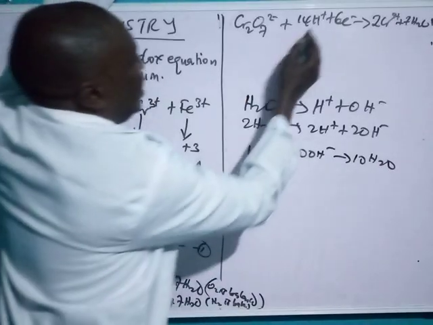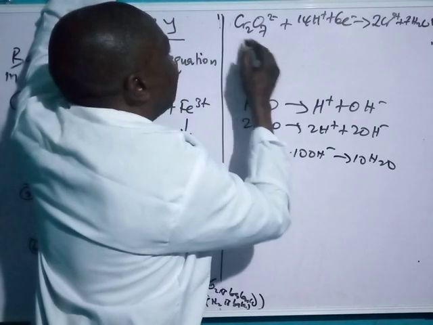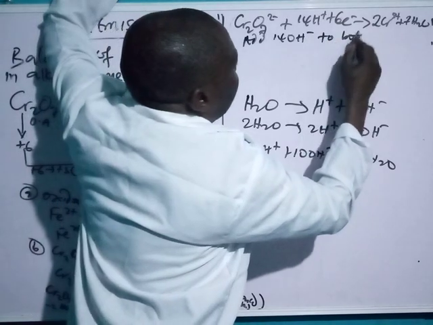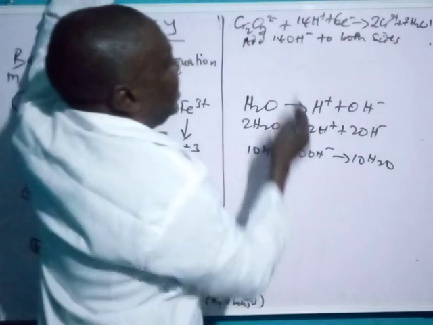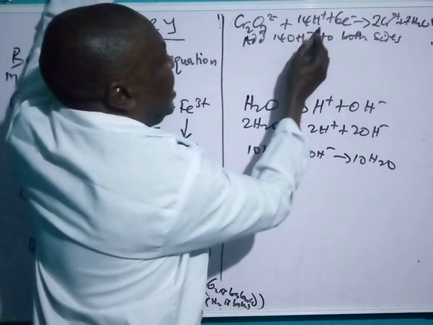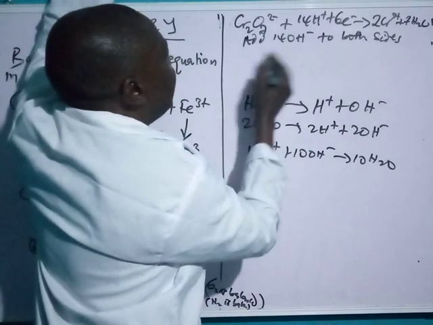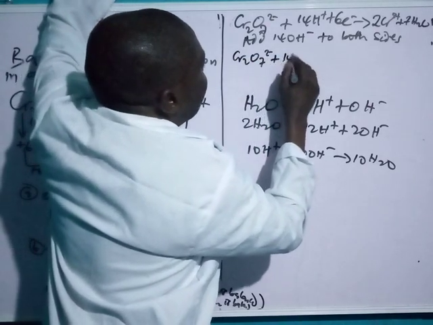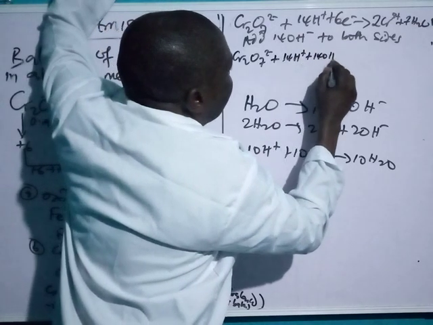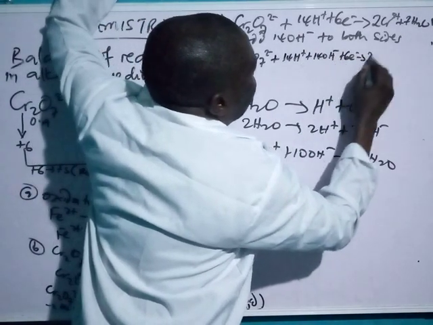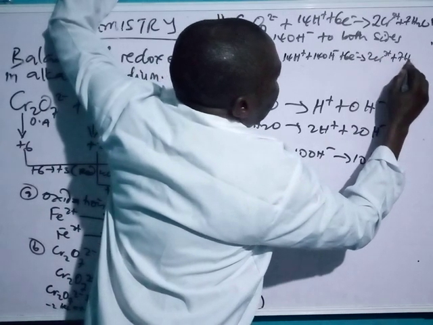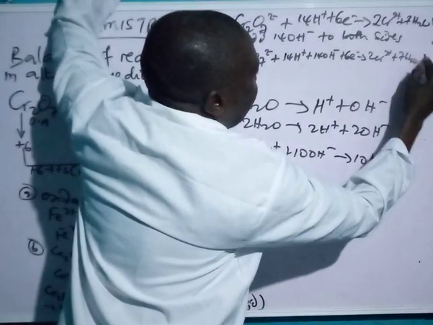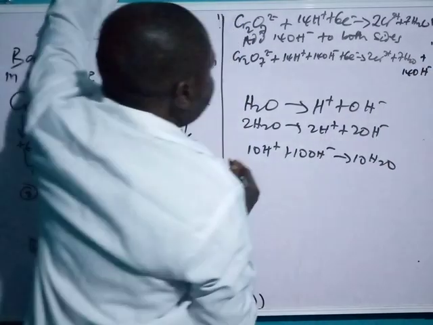Having that in mind, we cannot change this one, so we add 14OH- to both sides. Don't forget, our target is to neutralize the H+ and convert it to water. By neutralizing this, we create OH- on the other side. So you have Cr2O7 2- + 14H+ + 14OH- + 6e- giving 2Cr3+ + 7H2O + 14OH-.